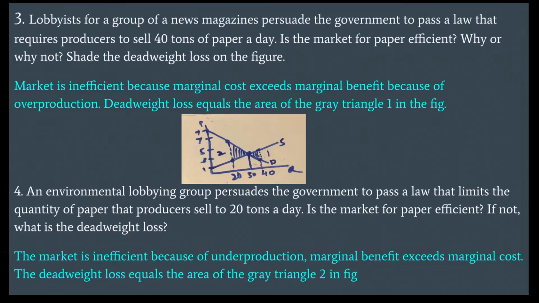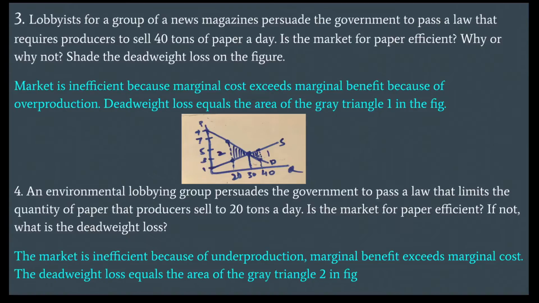The third question is, lobbyists for a news magazine persuade the government to pass a law that requires producers to sell 40 tons of paper per day. Is the market for paper efficient? Why or why not? Shade the deadweight loss on the figure.